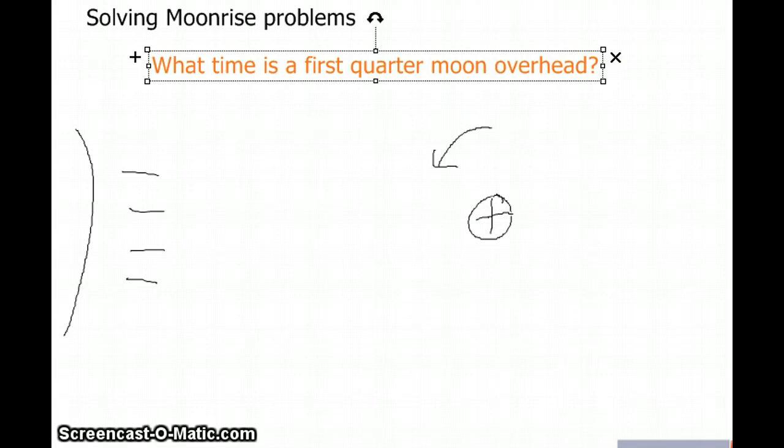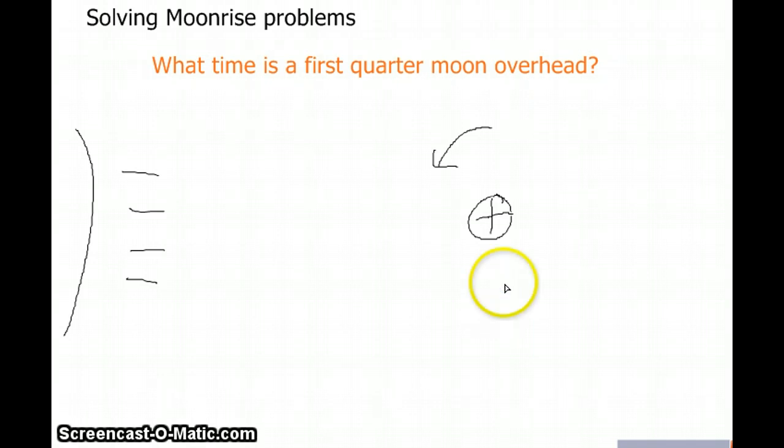Our new question is, what time is a first quarter moon overhead? Let's sketch the sun, the earth, and the moon if we know its phase. Yeah, we do. It's a first quarter moon. So there's our first quarter moon. What time is it overhead? I hope you're jumping ahead of me here and you're thinking to yourself, well, it's overhead for somebody right here. That's the sunset position. So it's overhead at 6 p.m. because that's the position there. It's overhead at sunset.